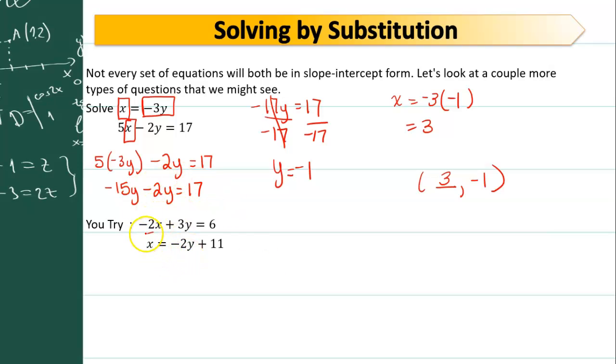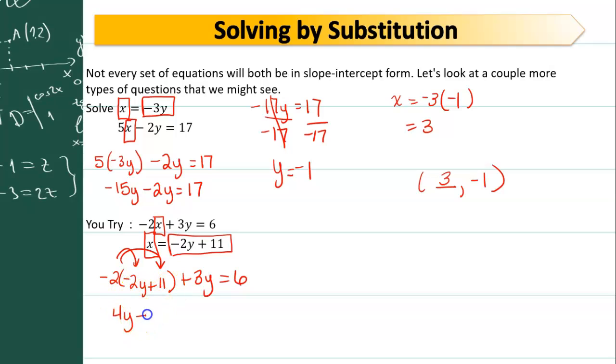You should have noticed that x was already isolated, and so x is equal to negative 2y plus 11. We're going to replace x in the other equation, so this becomes negative 2 times whatever x is, plus 3y equals 6. Everything in the equation stays the same. X is negative 2y plus 11, and so I need to distribute, because there is a plus or a minus on the inside. Negative 2 times negative 2 is positive 4y. Negative 2 times 11 is negative 22. And we bring down the plus 3y and bring down the 6.